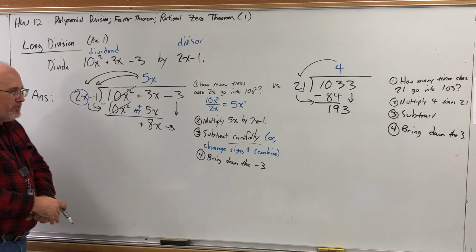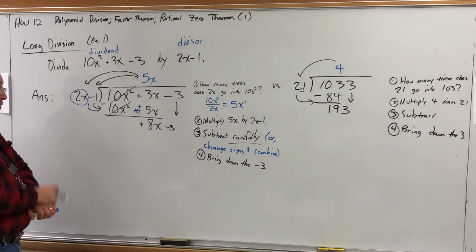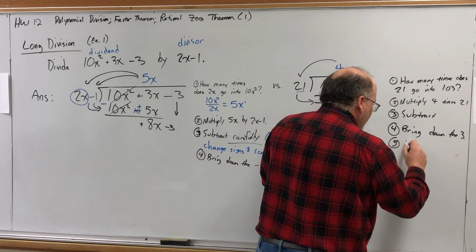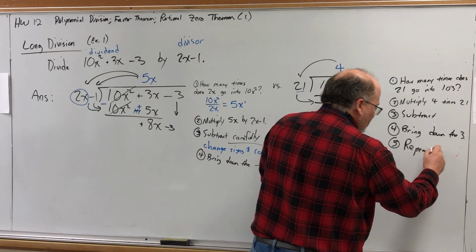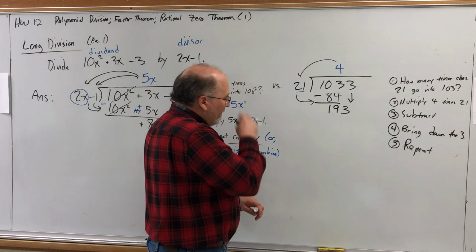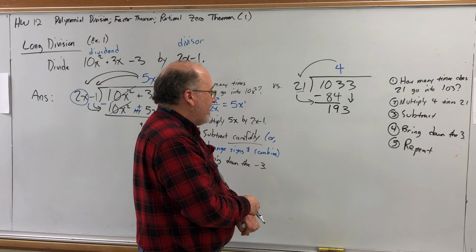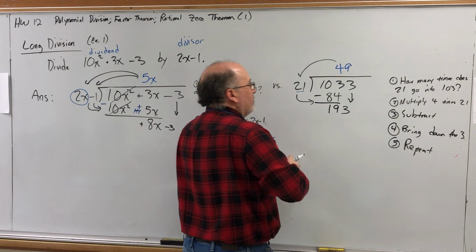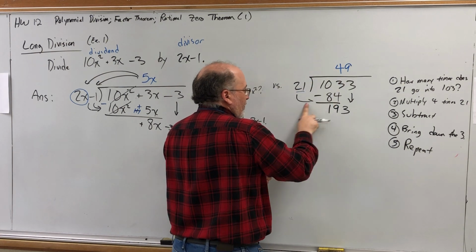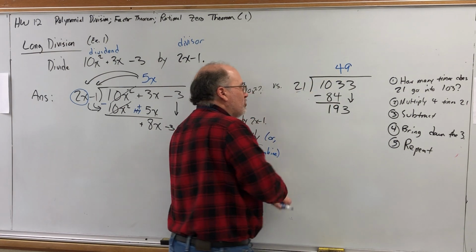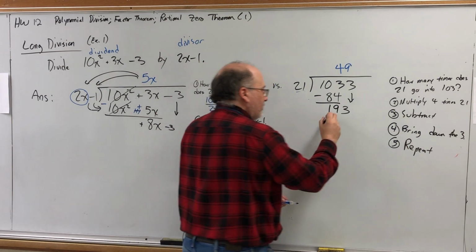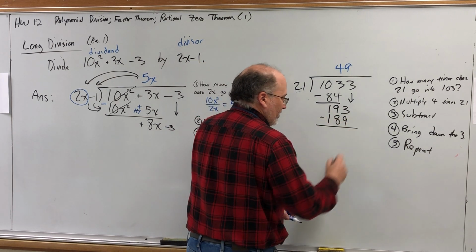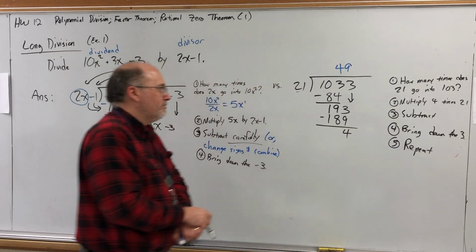And then over there with the numbers, we just do it again. And that's what we'll do over here. So we'll just say number 5, repeat. So let's finish off the numerical problem. 21 goes into 93, I believe it goes into 93 9 times. We'll check in a minute. As soon as we multiply, I'll know. 9 times 21 is 189. And then subtract. Looks like we're going to get a remainder of 4.